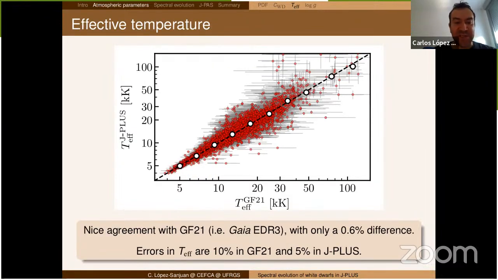So one of the first things that we did is to compare the effective temperatures from J-PLUS with those from the Gaia colors. Here you can see the one-to-one comparison, and basically the red points are the individual measurements, and the white points are the median in different temperature ranges. So we find almost perfect one-to-one relation, only a 0.6% difference. The good thing is that with J-PLUS we have more bands than in Gaia, in this Gentile Fusillo catalog, so our errors in the effective temperature are a factor of 10 lower than in the Gaia catalog.